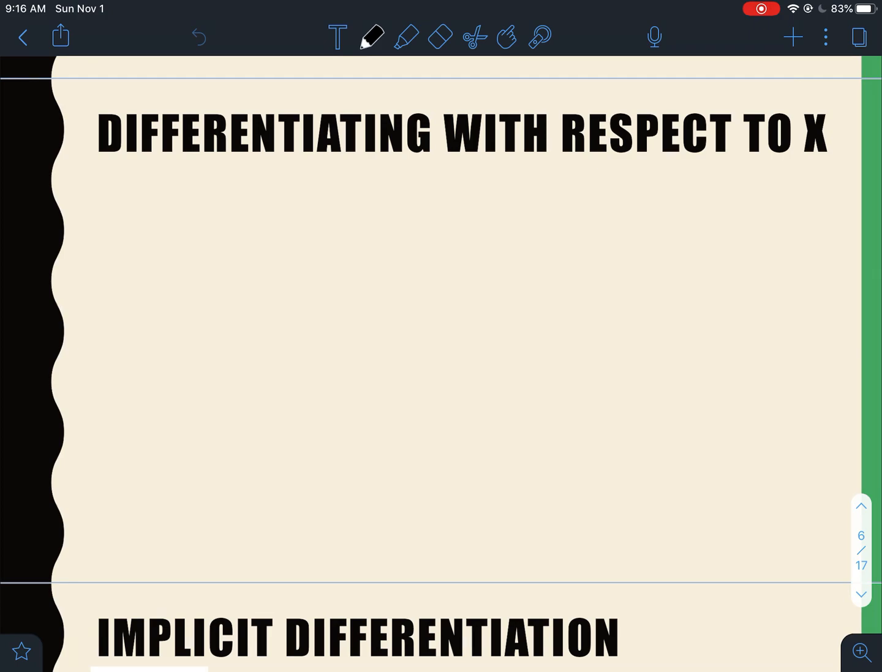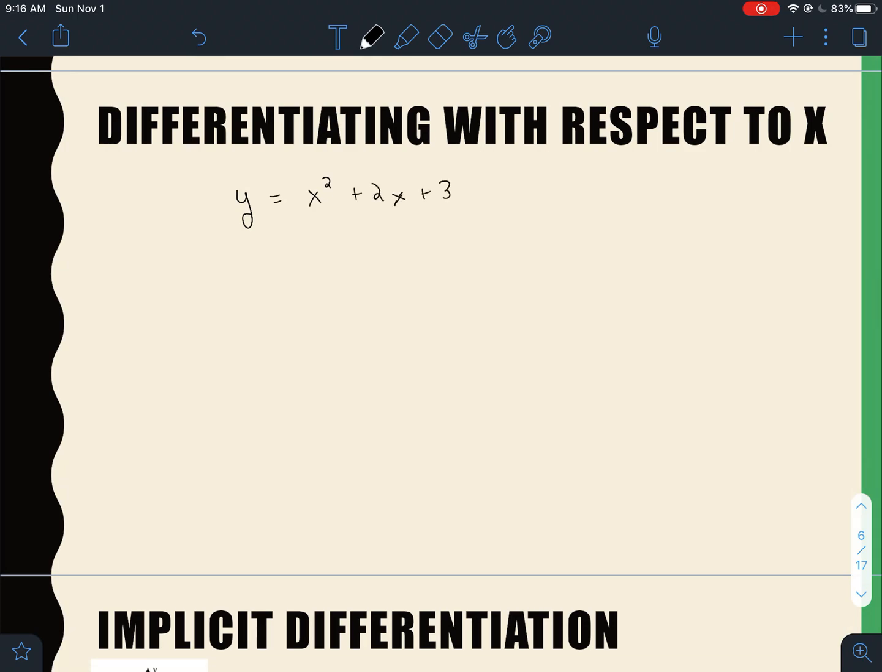So we already know how to differentiate with respect to x. So if I have y is equal to x squared plus 2x plus 3, we know that the derivative of y we can write as y prime, or today we're going to write it as dy over dx. So that's the derivative of y with respect to x. When we've been taking derivatives, we've been taking the derivative of all of them with respect to x.